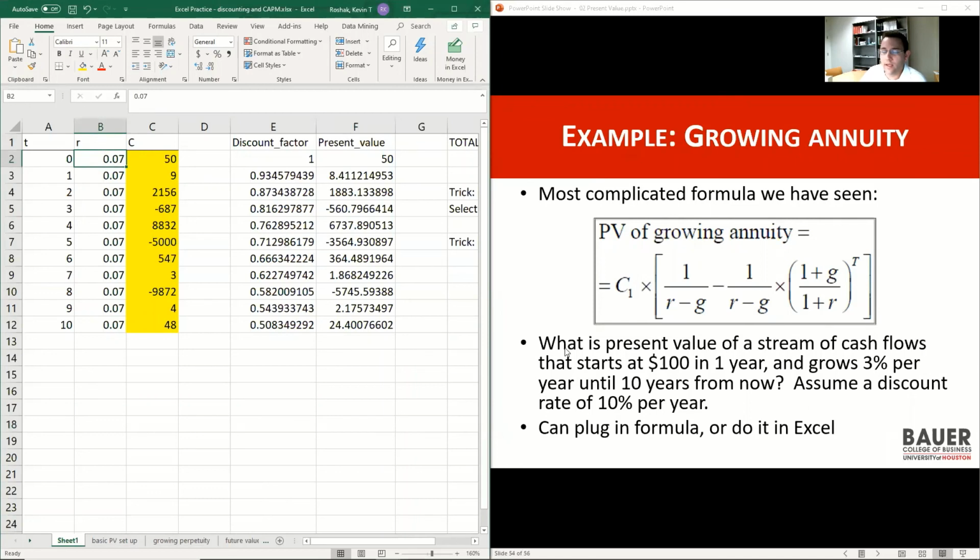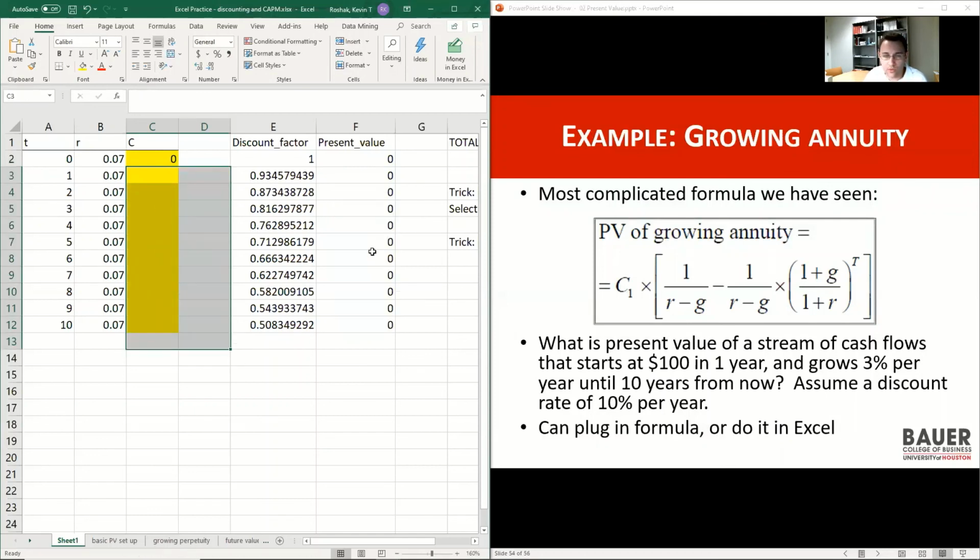So we want to set up this stream of cash flows. It starts at $100 in a year and grows at 3% until time 10. First things first, let's get the cash flows down in Excel. Here's our column for the cash flows. What's happening at time 0? Well, nothing. The cash flows don't start until time 1 in this problem. When we drew out the cash flows in the Word document, we saw that. So nothing's happening here.